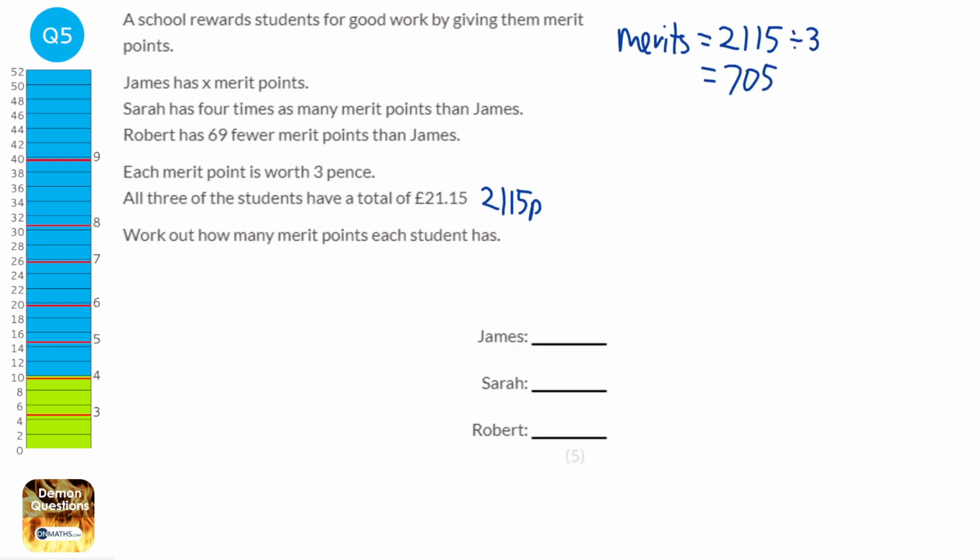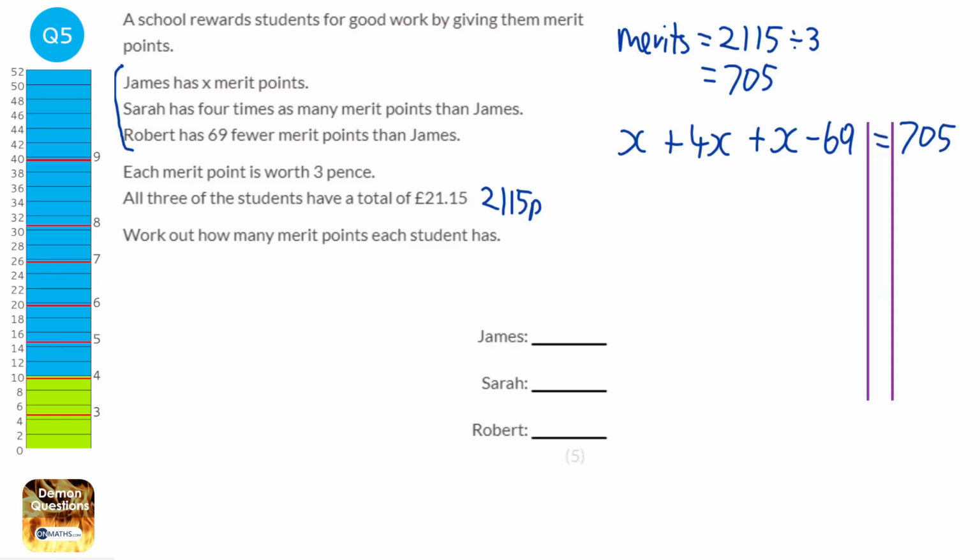Next, have a look at this part here, where it says James has x merit points. Sarah has 4 times as many points as James, so she's going to have 4x. Robert has 69 fewer merit points than James, so he's going to have x minus 69. And we know that equals 705 because we've just worked that out. And this feels like a solving coming on. So we've got x plus 4x plus x, which is 6x, minus 69 equals 705. And we're going to add 69 to both sides.